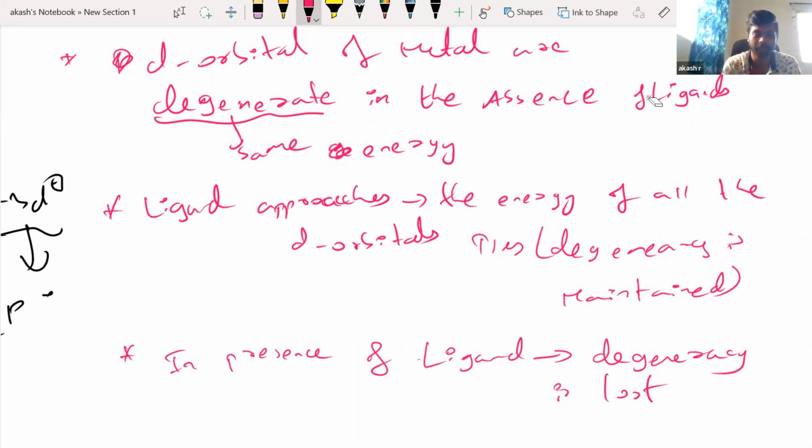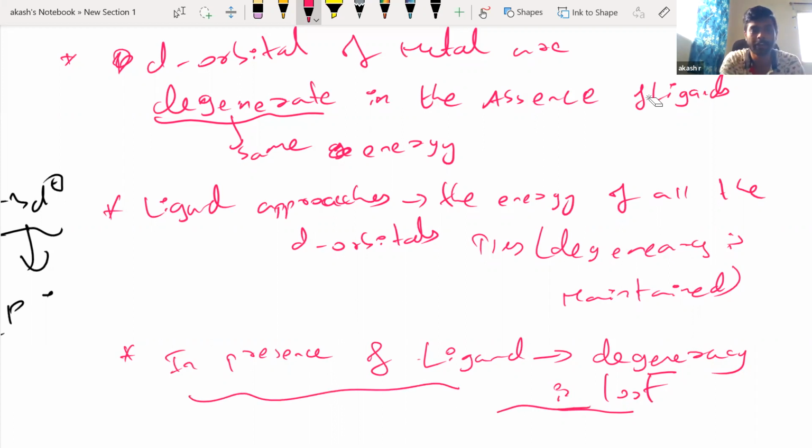Right. What do you mean by that? That means when the ligand is completely there, when they are there with the metal atom and they are forming the bond, all the d orbitals are not going to have same energy. Some of them are going to have higher energy. Some of them are going to have lesser energy. We will try to understand how. From this point, we'll try to understand how.